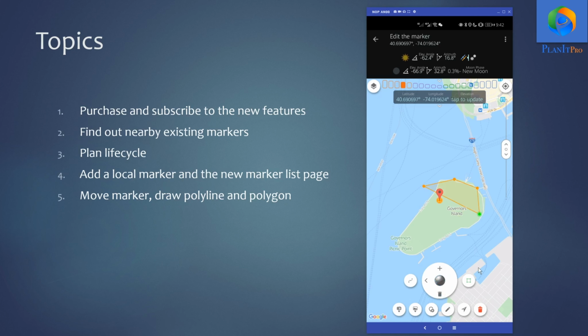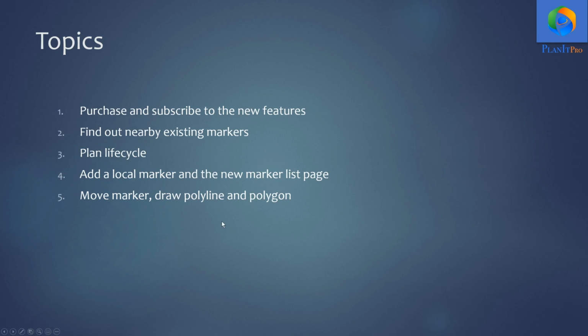Anytime you're done with the drawing, just click here and it will be gone. And if you click here again, you will see it. We don't show the track or the polygon all the time because we think it might not be efficient enough. So every time you want to see it, select the marker to see the corresponding polyline or polygon. That's the move marker, draw polyline and polygon feature.